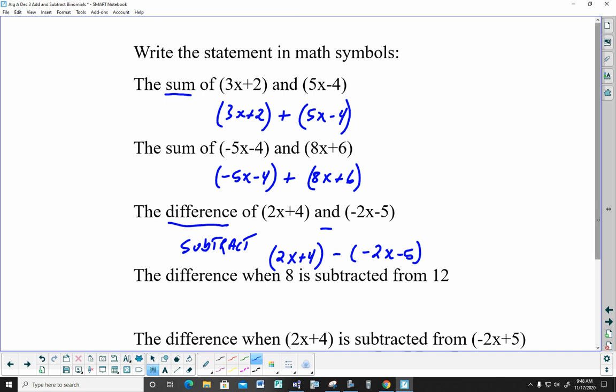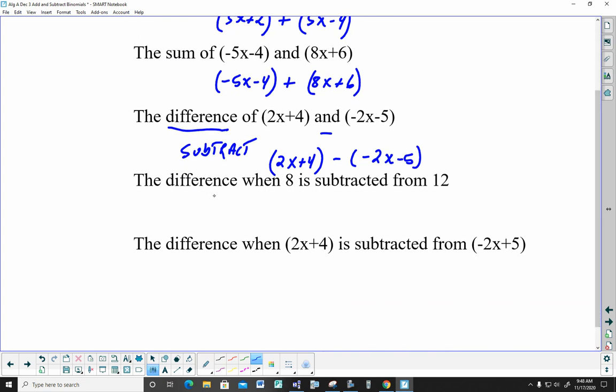Okay. The difference when 8 is subtracted from 12. Now, let me back up. This one, we wrote it in the same order. We just replaced the and with a minus. Okay? But this one's different. It says find the difference, so you are correct when you're thinking subtraction. But it says 8 is subtracted from 12. If you wrote 8 minus 12, that is incorrect.